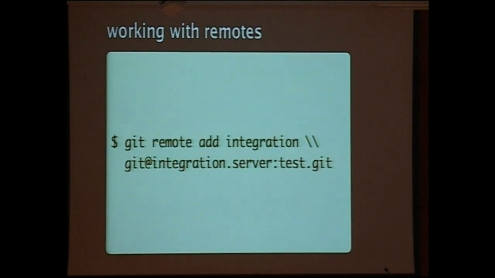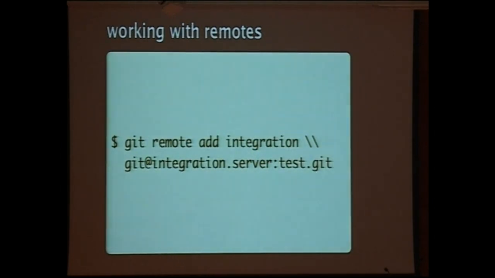You give it the name of that remote, to be clear, integration. And then I chose quite a usual way to access it. This one is done over SSH. It uses a user git on the server integration.server, and the repository there is called test.git. This one's a bit different from your local one. It's called a bare repository. It's just the repository information without an actual instance of your files.